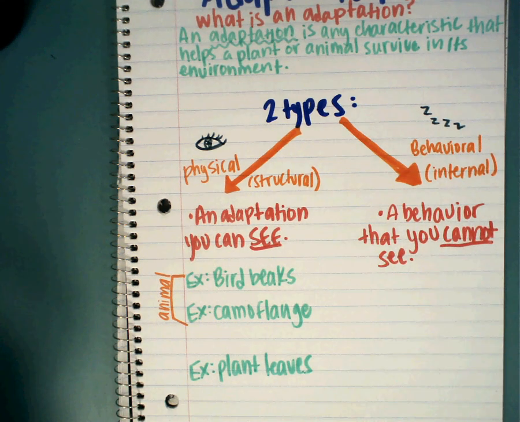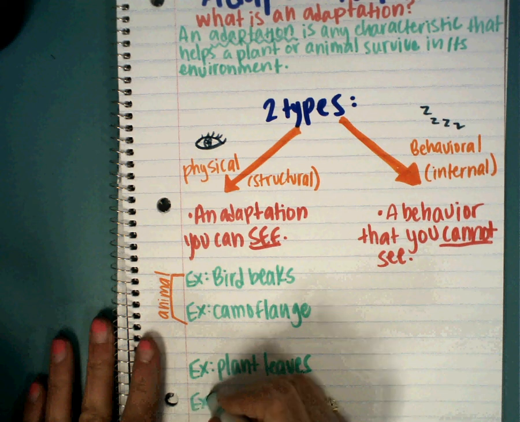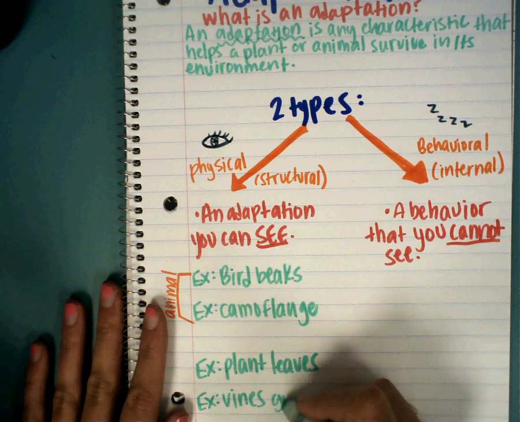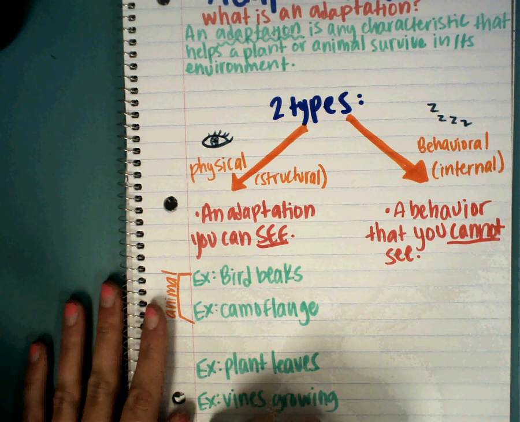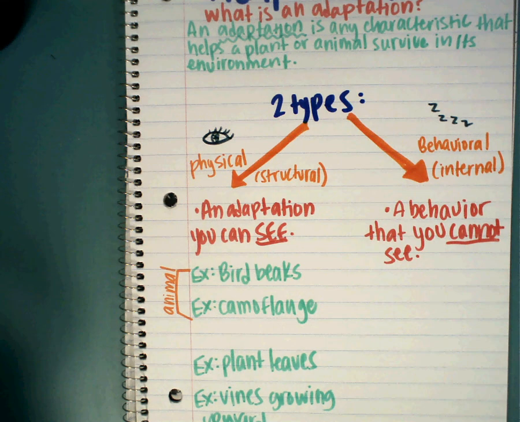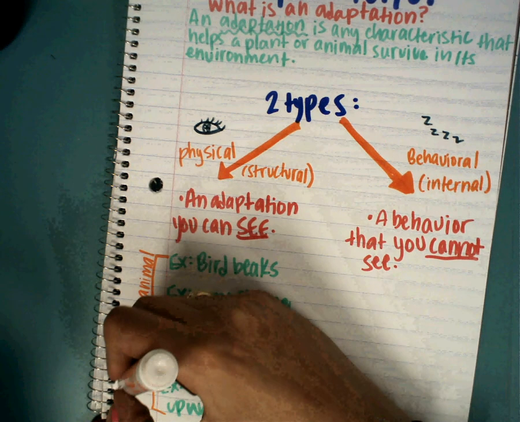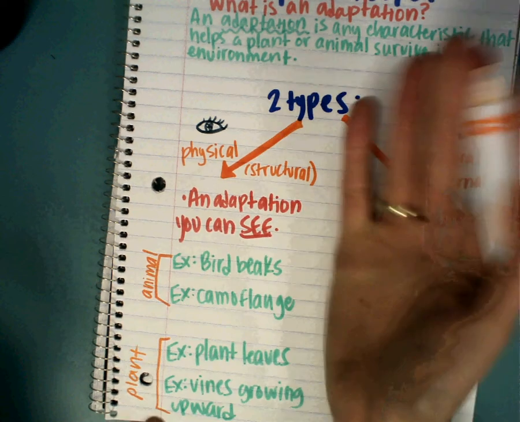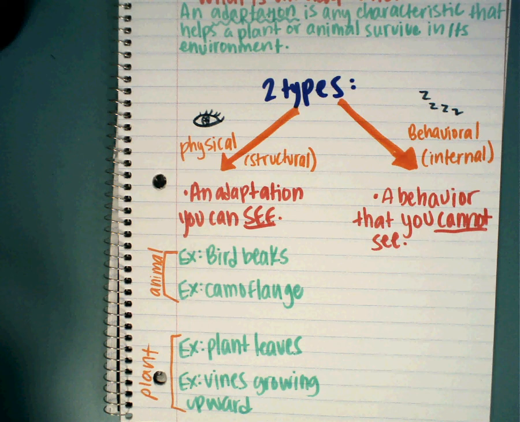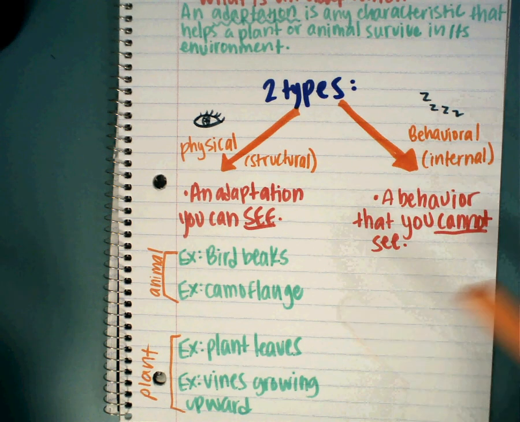We also talk about plants like a vine growing. We saw that in the BrainPOP today. So vines growing upward, right? Do you remember why they did that? For more sun, right? Yes. Okay. So these are plant physical adaptations. All the ones we just covered, bird beaks, camouflage, plant leaves, vines growing upward, are examples of physical, structural, external adaptations. Behavioral, internal adaptations are things that we can't see just with our eye.